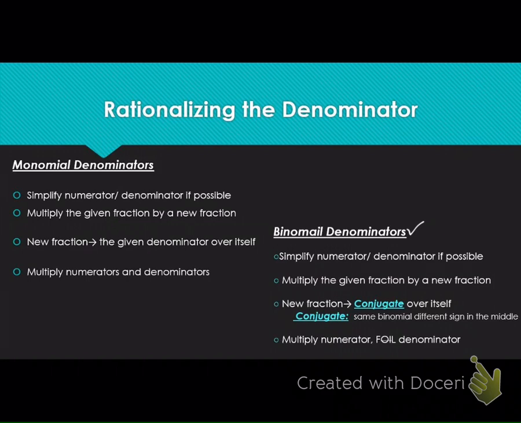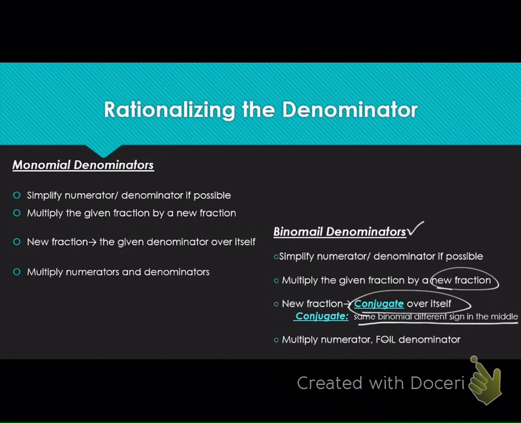Then we're supposed to multiply the given fraction by a new fraction. So once again, we've got a new fraction. So where is that new fraction coming from? Well, it's the conjugate over itself, which is great unless I don't know what a conjugate is. So grab your highlighter and highlight the definition of a conjugate. It's the same binomial, different sign in the middle. So we are essentially taking the denominator again and putting it over itself, but we have to change the sign this time. Okay? The last step is to multiply the numerators and FOIL the denominator.